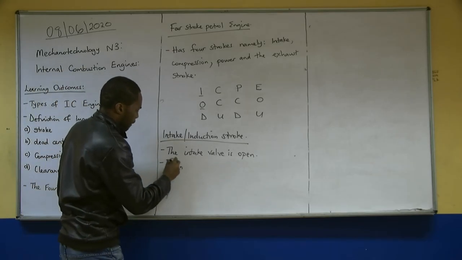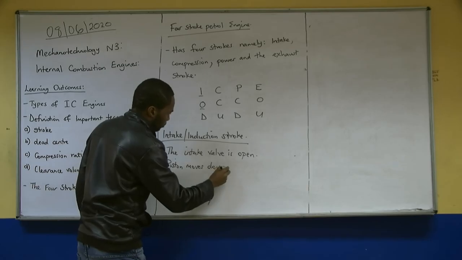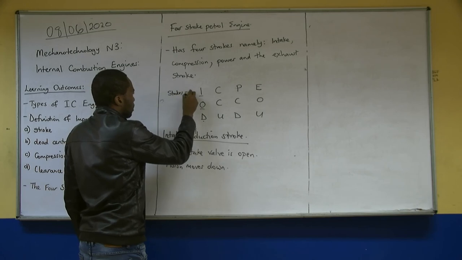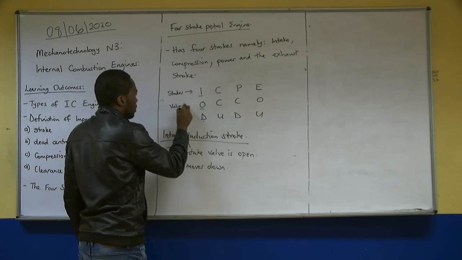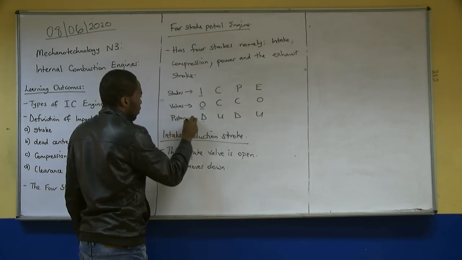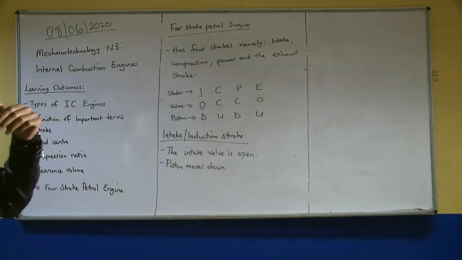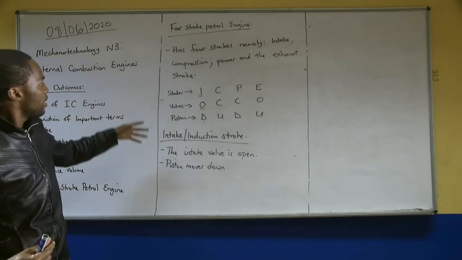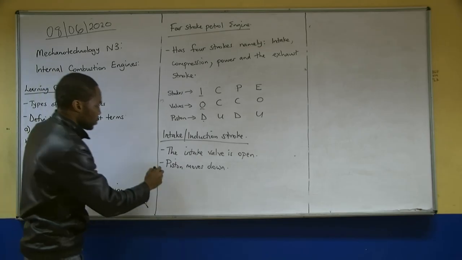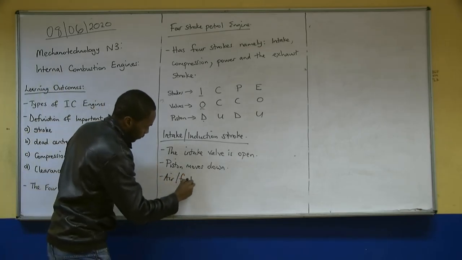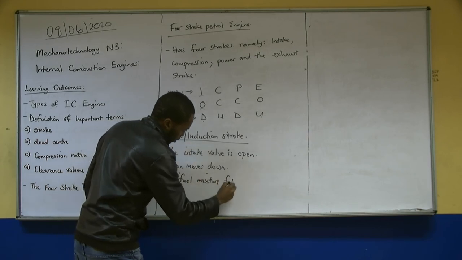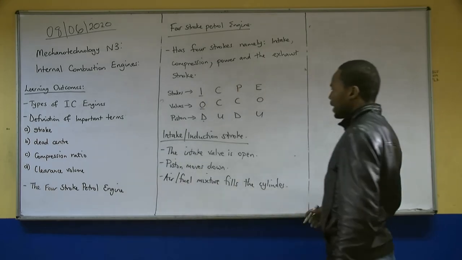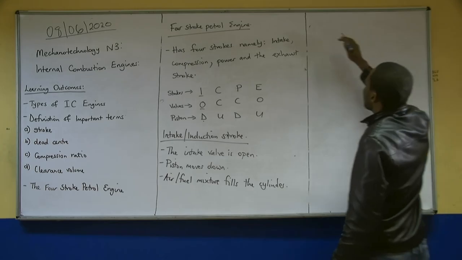What happens then is the piston moves down. This is the direction our piston moves. As our piston moves down, it creates a vacuum inside the cylinder. That vacuum is going to force a fuel mixture into the cylinder, so we have a fuel mixture filling the cylinder. This is what happens during the intake or the induction stroke.